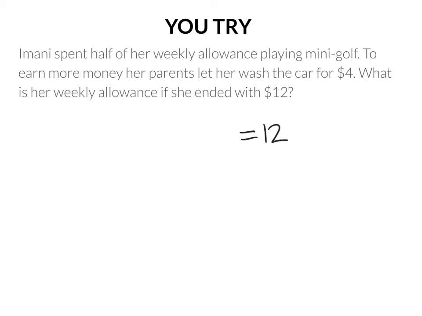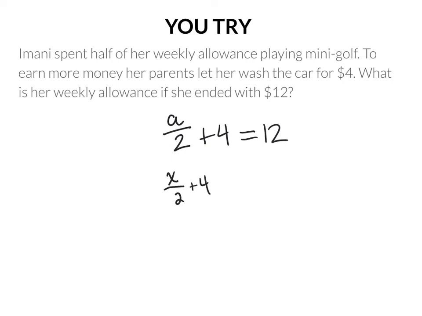It tells us that she washed the car for $4, so she earned $4. But the first thing that happened is she had her weekly allowance and she spent half of it, so there's only half remaining. This is now our two-step equation. A divided by 2. Sometimes those A's look like 9s though, so let's use X.